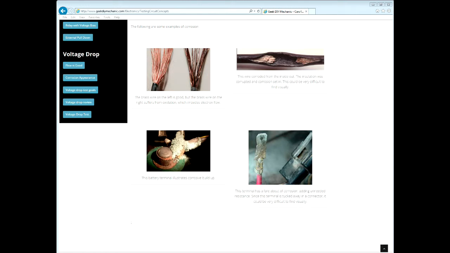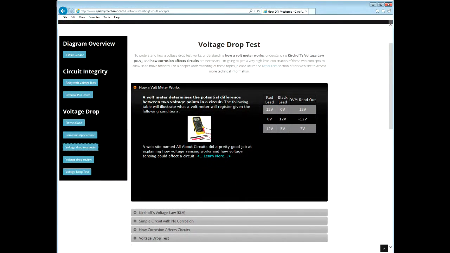Let's navigate to voltage drop test goals to learn how we can leverage a digital voltmeter or scope meter to uncover corrosion or locate a compromised conductor. For us to maximize the voltage drop test, we first need a high-level understanding of how the voltmeter works, Kirchhoff's voltage law, and how corrosion affects the circuit. Let's start off by discussing how a voltmeter works.